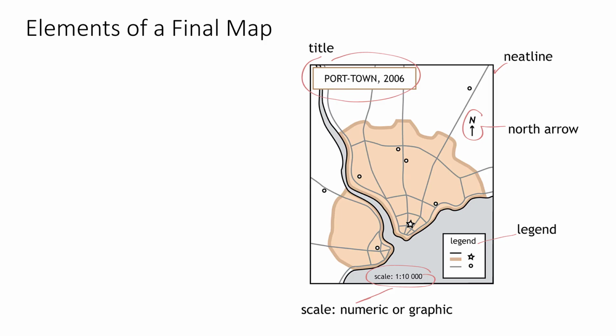So the elements of a final map are a title, a neat line or a box outlining the whole map, a north arrow, a legend, and a scale that can be either numeric or graphic.